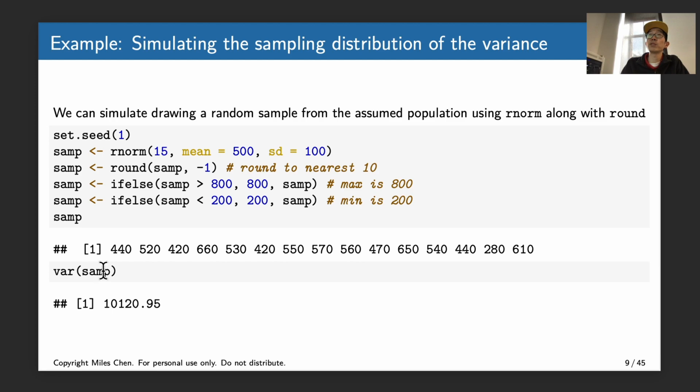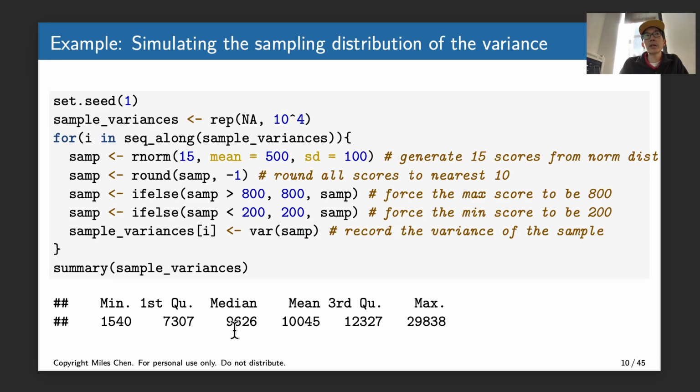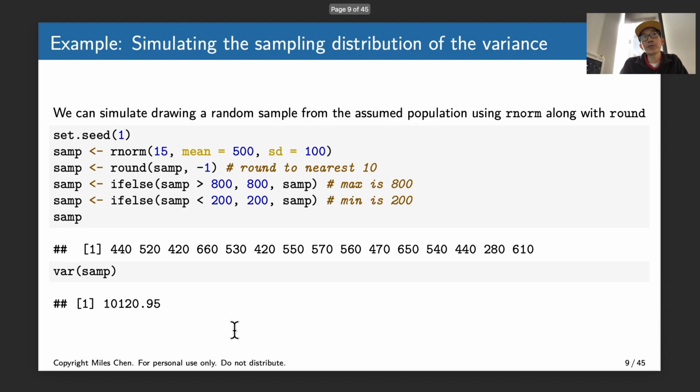So here's my 15 values: 440, 520, 420, 660, and so on and so forth. And I can say, hey, what is the variance of this sample of 15 random values? My variance is 10,120, which is kind of close to what my expected sample variance is. My expected sample variance would be 100 squared, 10,000, and I'm getting just a shade over that. And I could say, all right, so that's one random sample of 15 values.